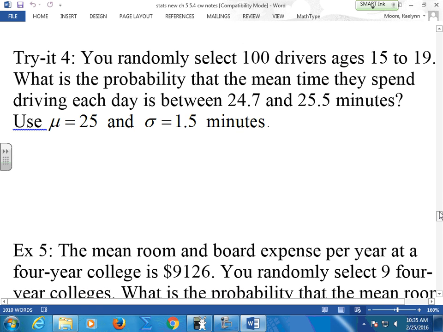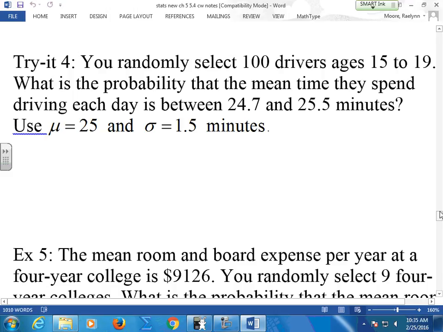This one is going to ask us to find 100 drivers and see what's going to happen. So we did a 50, let's do 100. What happens to the standard deviation if we increase our sample size to 100? It gets even smaller. So do you think we should cover more part of our curve or less of our curve? Okay, think again. Your standard deviation is smaller. So are you closer to the mean or further from the mean? Closer to the mean. So should we cover more of our curve or less of our curve? More, right?